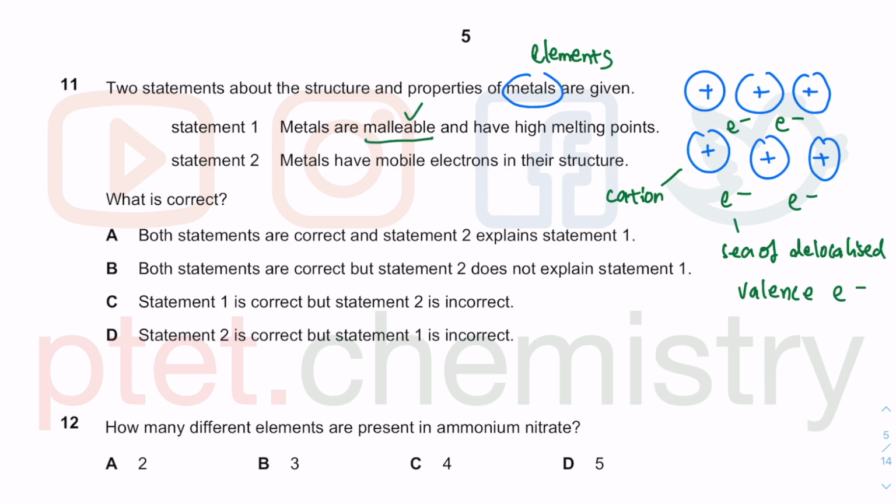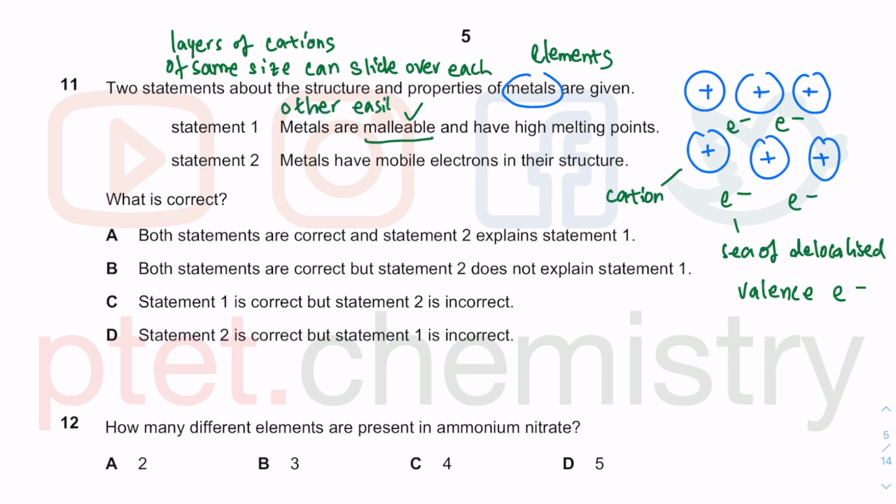They are malleable because they have layers of cations, and it's stated in the syllabus, these layers of cations are of the same sizes. Since they are of the same size, they can slide over each other easily, and that is what makes them malleable.